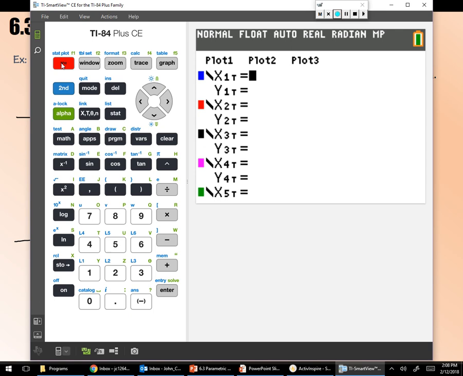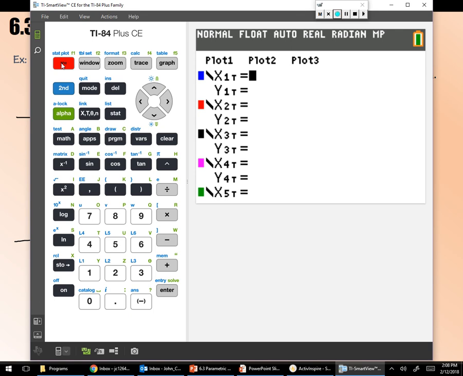And then when you go to y equals, you'll see something which actually makes sense in terms of what you would expect here. Instead of y1, y2, you have x1, y1, x2, y2, right? Which makes sense because for this, we're going to need to put in 2 equations. And notice when you push your X,T,theta,n button, you'll just get t.